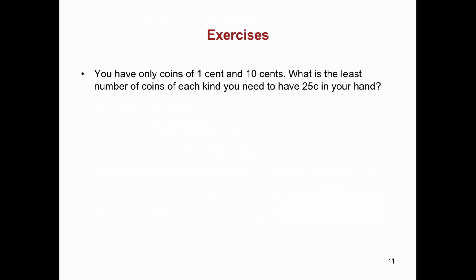I could go with 25 1 cents. That's a lot of metal. That's not the least number, right? So, 2 of 10 cents, plus 5 of 1 cent. So we see the relationship between our number representation and the metal in hand. 2 times 10 plus 5 is 25.